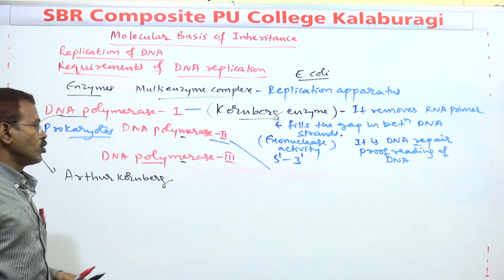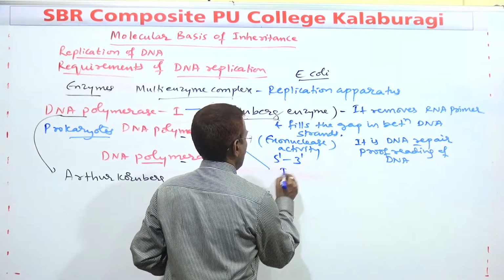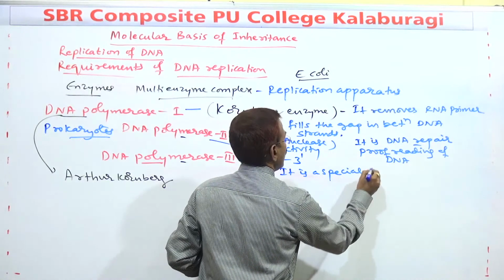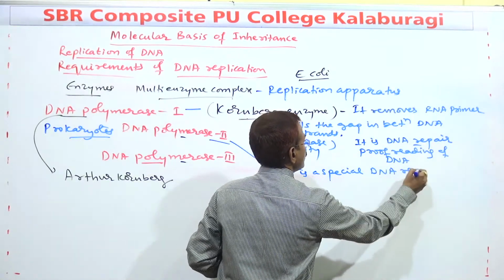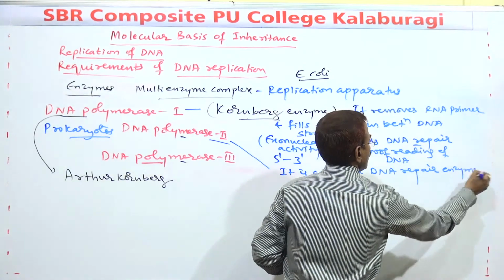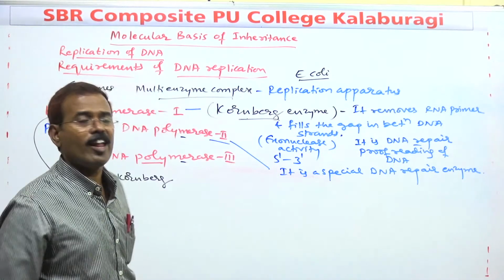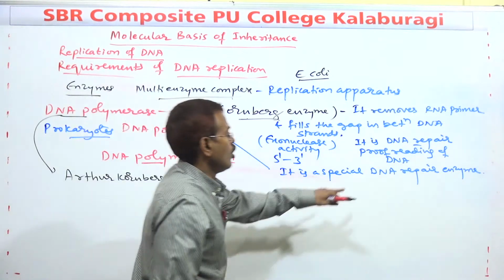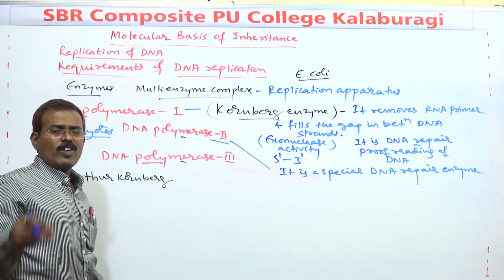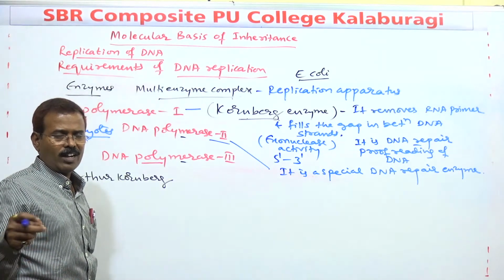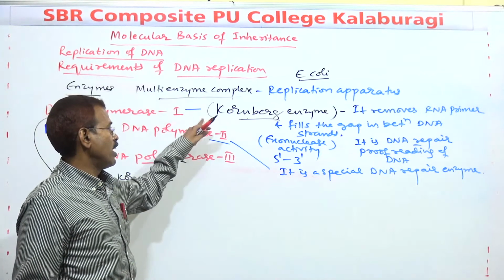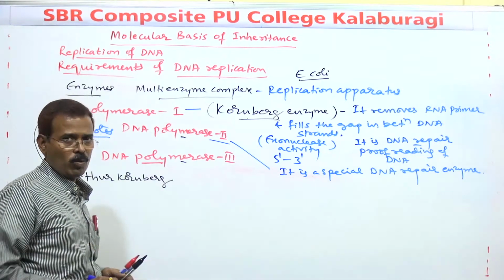DNA polymerase 2 is a special DNA repair enzyme. It is involved in DNA repair and also in proofreading of DNA work. In the final stage, if any mistakes are there in the replication, they can be rectified by the activity of polymerase 1 and 2. So that is DNA repair.